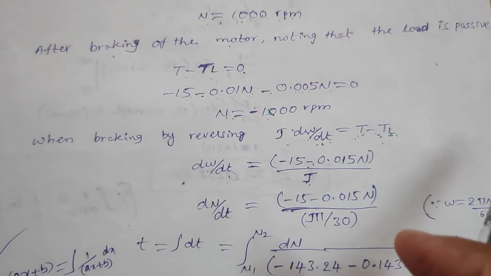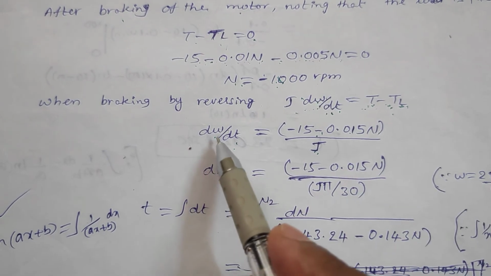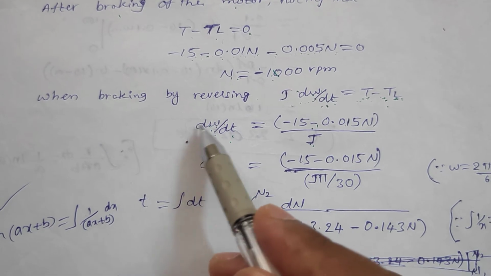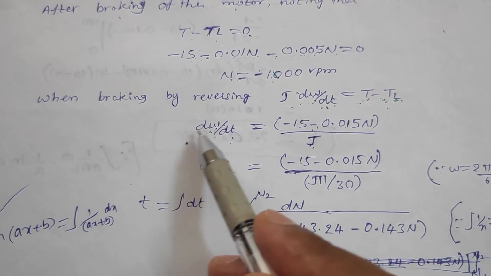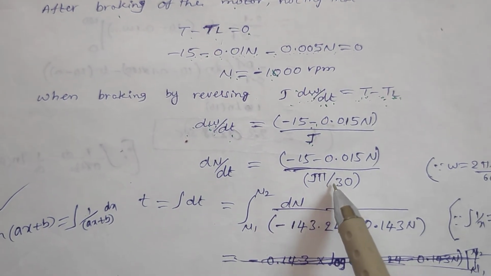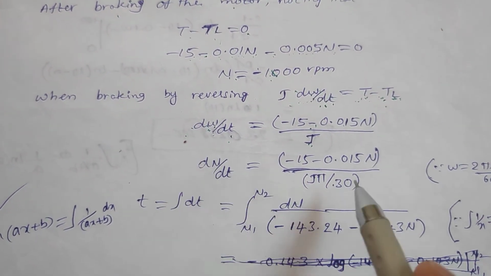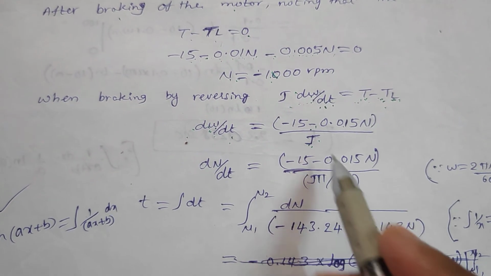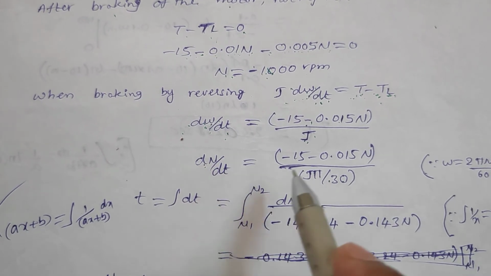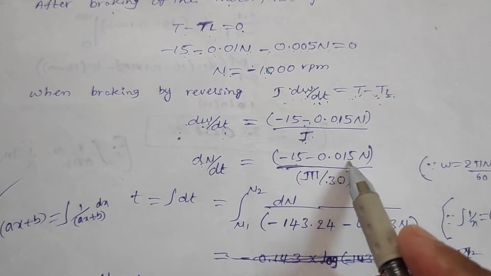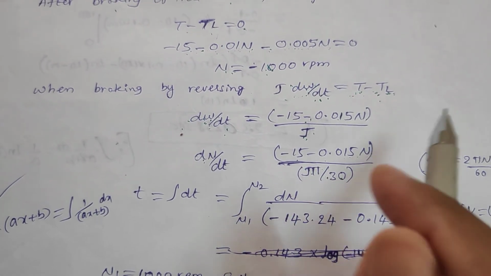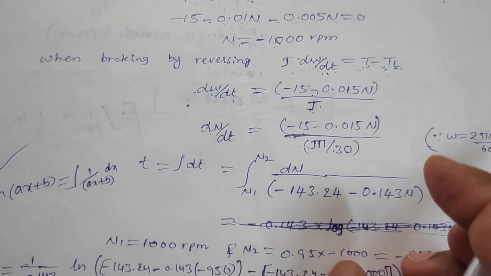If we need speed in RPM, you can substitute omega is equal to 2 pi n by 60. So 2 pi by 60 is the constant term that will come out of the differentiation, and it will go to the other side as a denominator. That is nothing but pi by 30. So J will be multiplied with pi by 30. Your left side term will become dn by dt is equal to minus 15 minus 0.015 n divided by J pi by 30. So now you need only time.